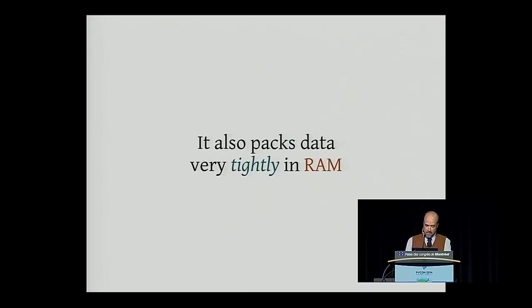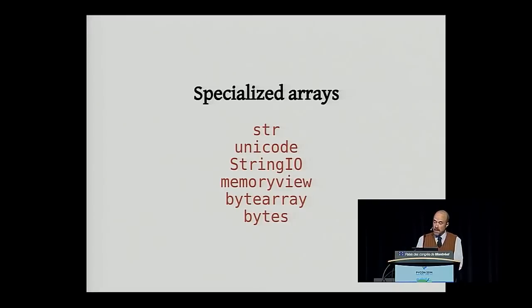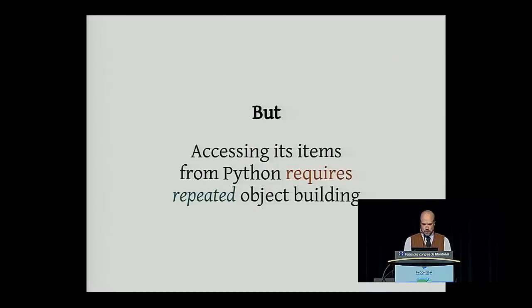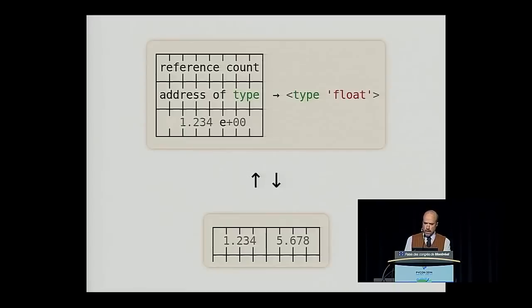It packs data very tightly, and so Python has a lot of specialized arrays in addition to plain old vanilla arrays. Strings, Unicode, and a number of other data structures you probably use every day are implemented at the machine level as a simple array. That's why indexing is fast.